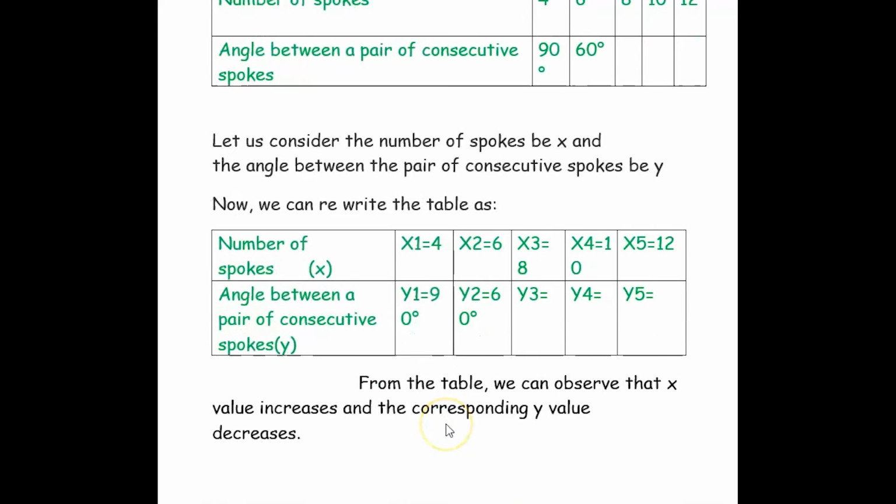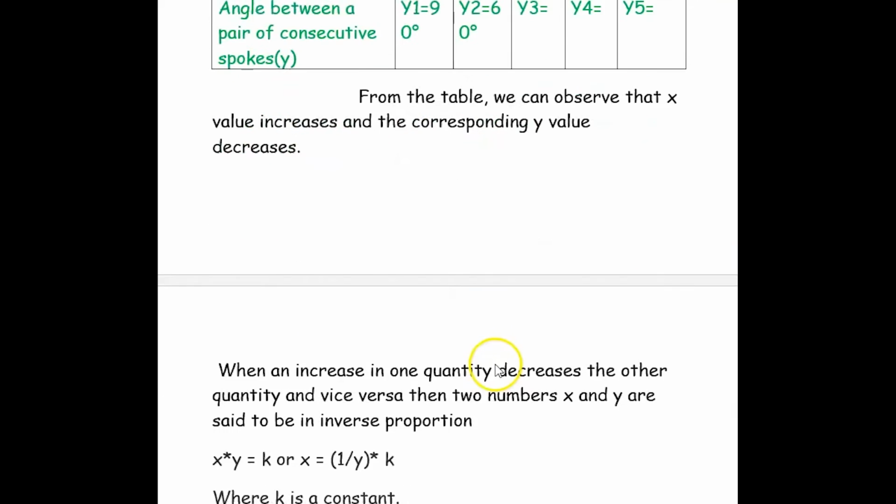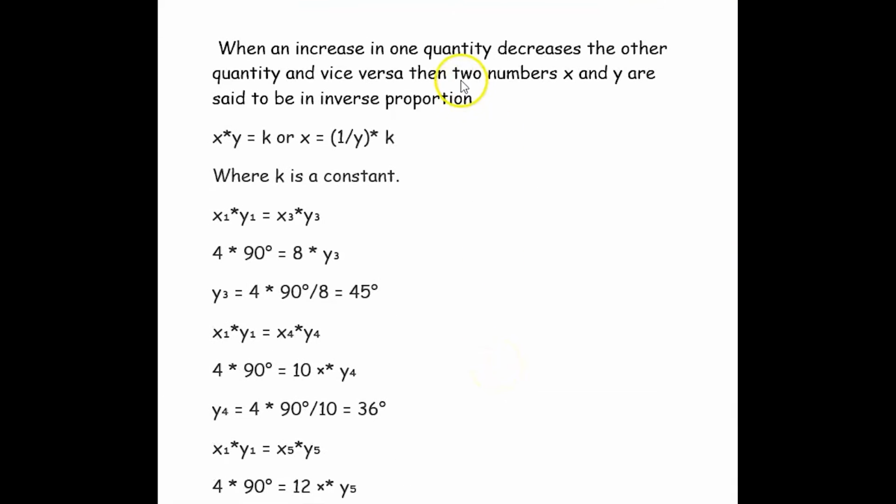So that's our question. Now from the table, if you observe, your x value is increasing: 4, 6, 8, 10, 12. But if you observe your y value, for 4 spokes it's 90 degree, for 6 spokes it's 60 degree. So it's decreasing. So if the x value increases, the corresponding y value decreases. So when an increase in one quantity decreases the other quantity or vice versa, then the two variables, that is, two numbers x and y, are said to be in inverse proportion.